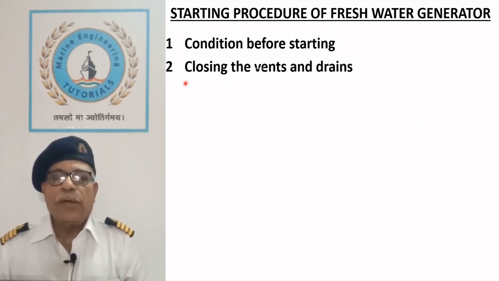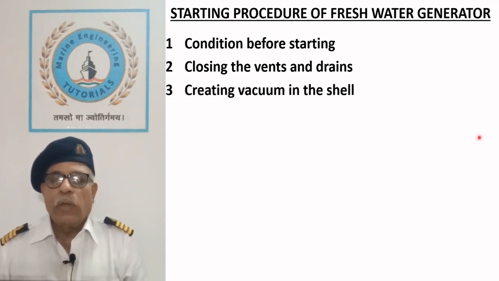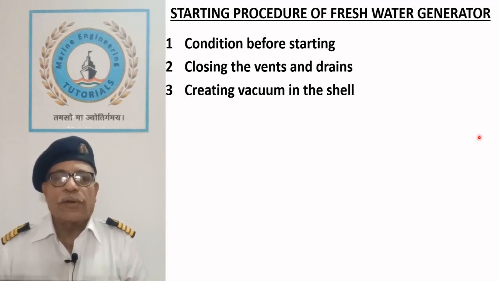Closing the vents and drains. Close the vacuum breaker and evaporator drain. Creating vacuum in the shell. Set the seawater line and start ejector pump. Release the air from water boxes in the condenser.